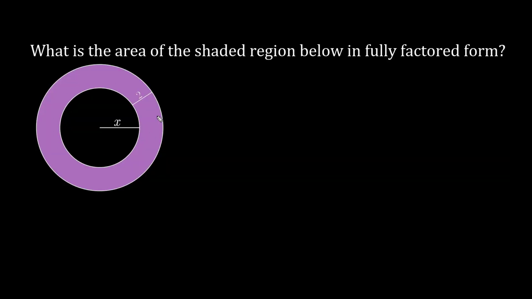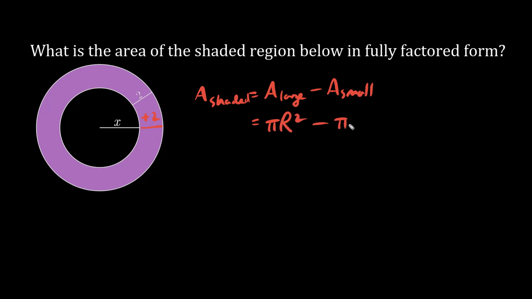Now, what is the area of the shaded region? We'll call this purple. Below in fully factored form. Notice how the radius of the larger circle is x plus 2. So the area of the shaded region is the area of the large circle minus the area of the small black circle. So the area of a circle is pi r squared, and the area of a small circle is pi little r squared, the little radius.